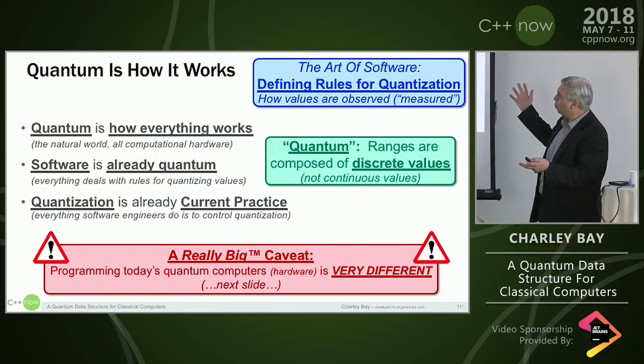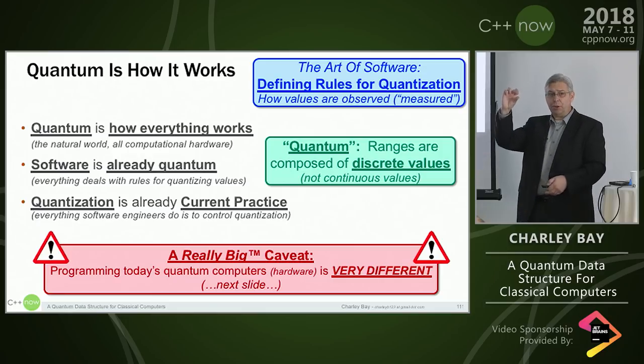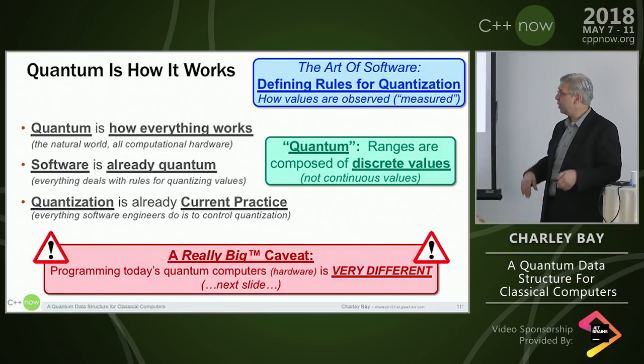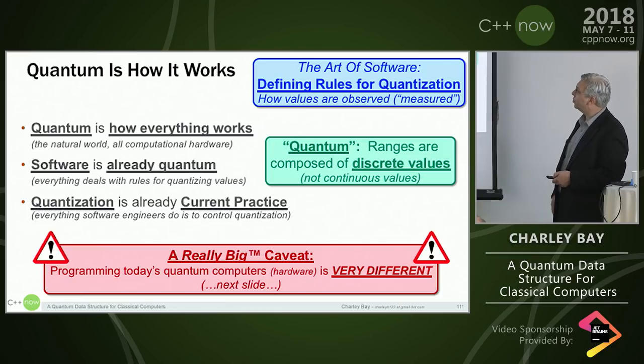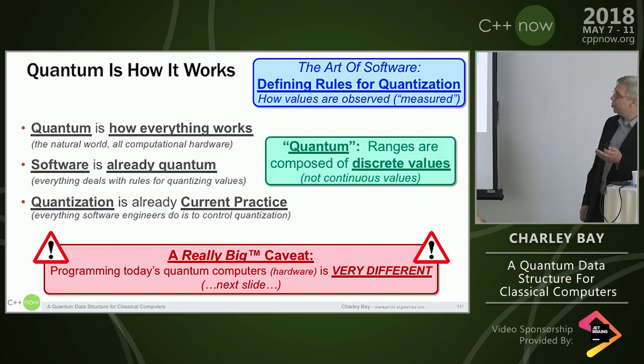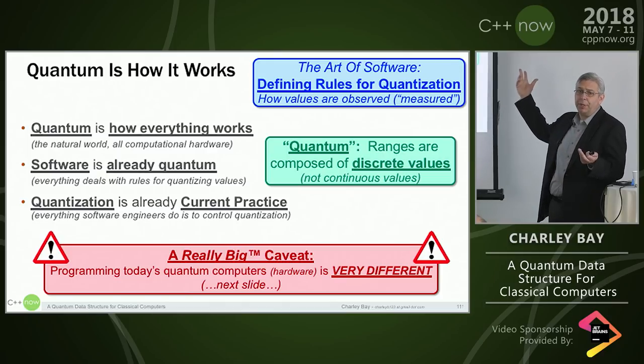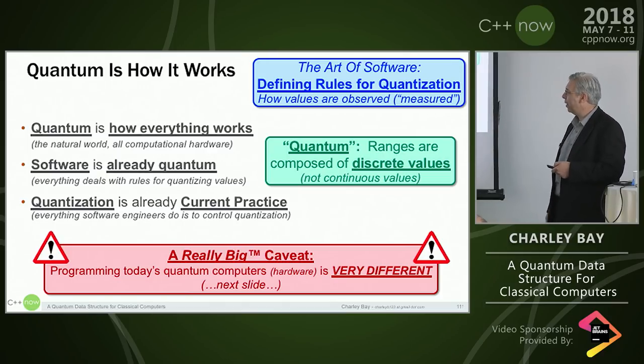So quantum is how everything works. Everything's quantum. Everything's discrete values. The natural world, our software, everything. We can design data structures for that. Computational density goes up. It's current practice. Ranges are composed of discrete values. But we get to define the rules. We get to define how things get quantized, because we're software. We have all the power.